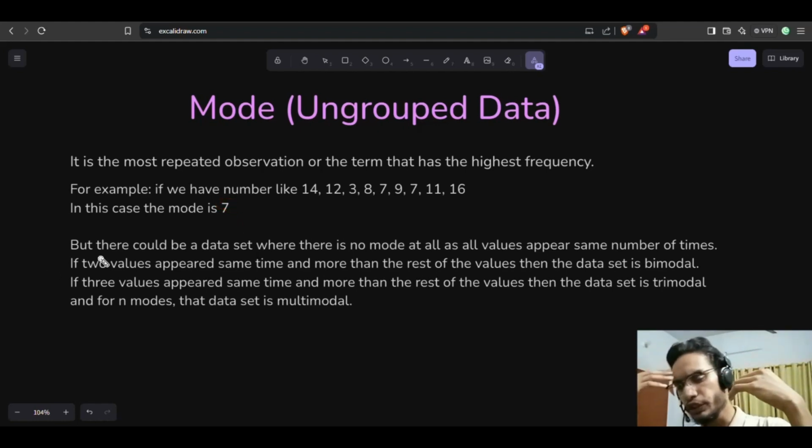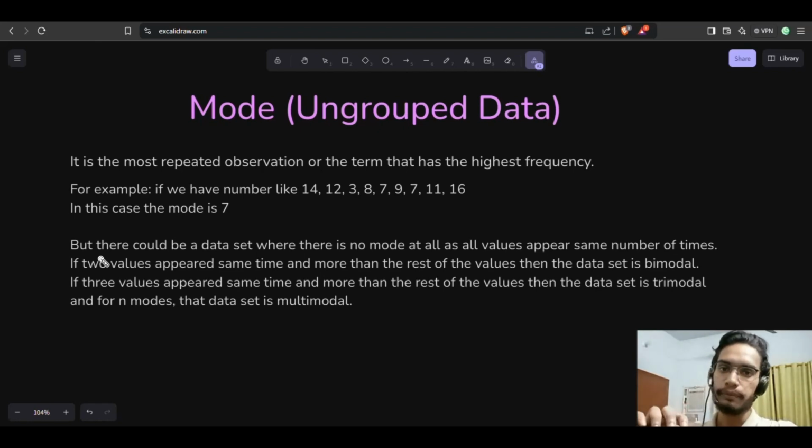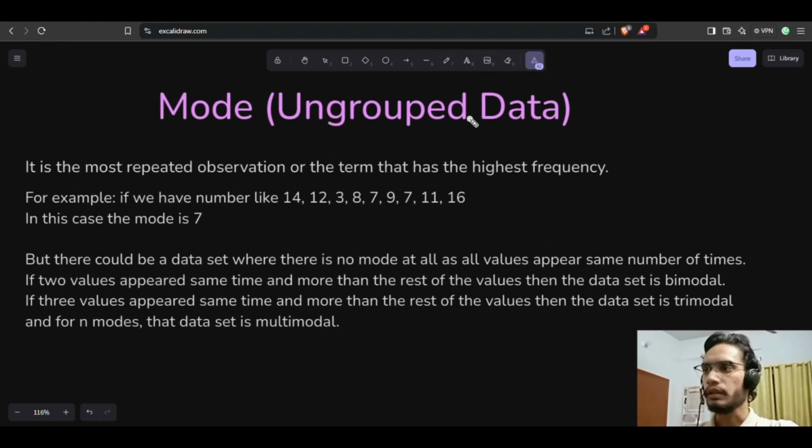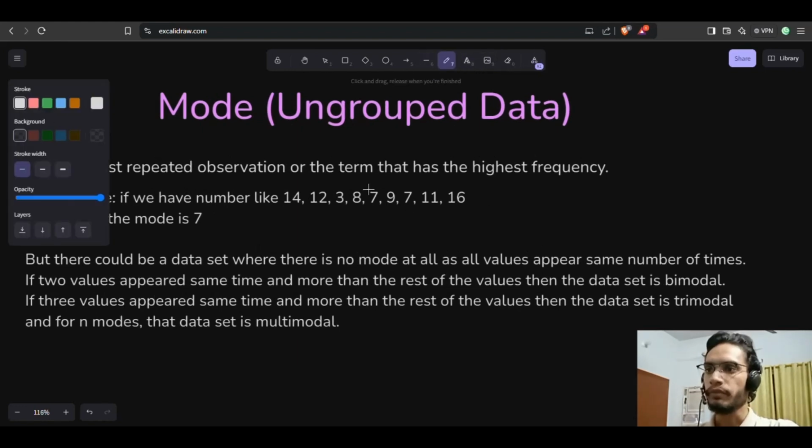But a question may arise in your mind: there could be a data set with no mode at all, where all values are unique. This can happen. Or we can have a data set in which two numbers repeat the same number of times. For example, if I add another number here, another 9, now 7 and 9 are both repeating 2 times equally, right? In this case, we say it is bimodal. There are 2 modes. I have written here that it is bimodal.